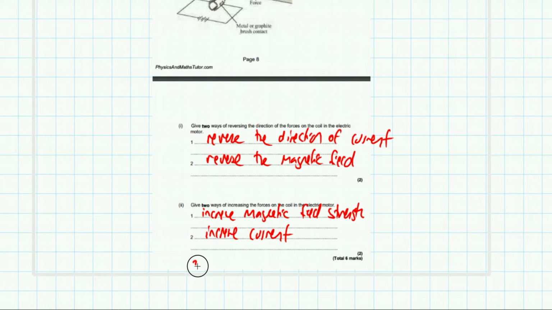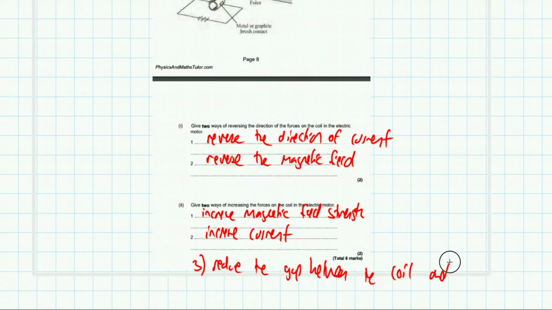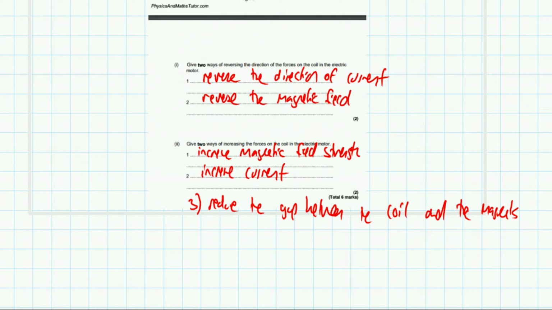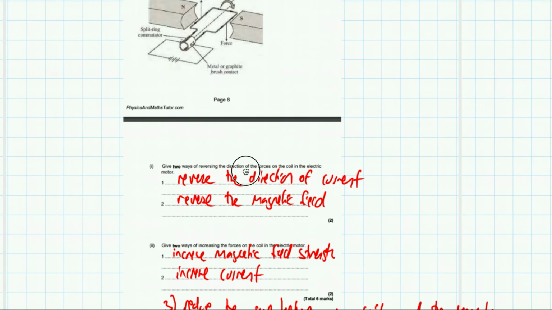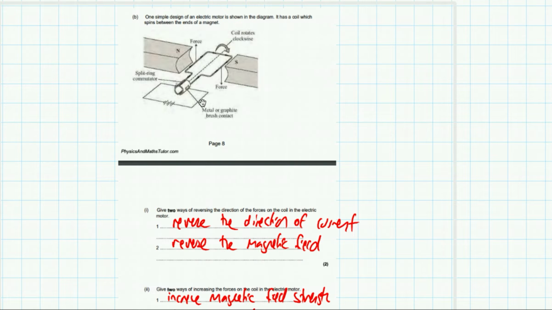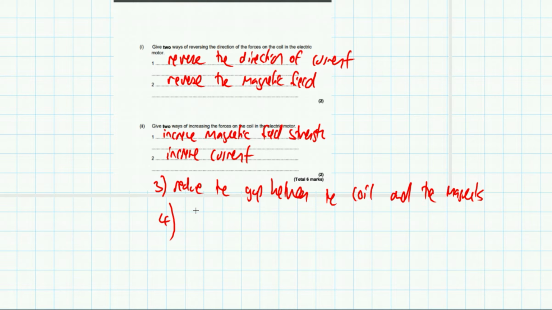There are other options that you could have had. So for example, you could reduce the gap between the coil and the magnets. That means that you're getting a stronger magnetic field that way. And also, if it's this one here, you could have multiple coils, which would generate a stronger force, so more coils.